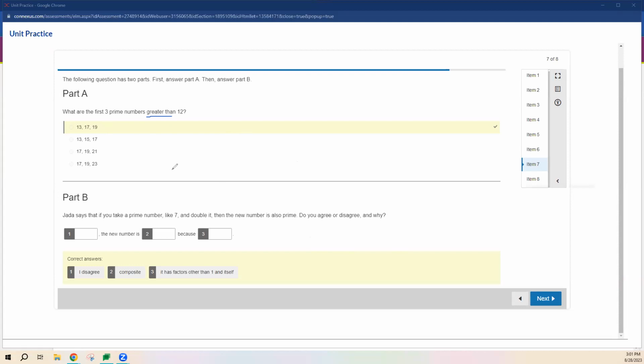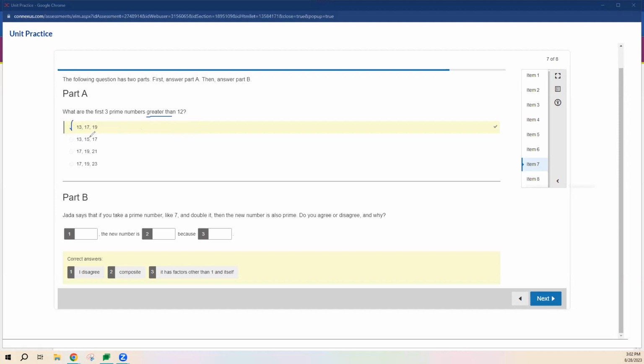So now I want to think, well, what are the first 3 prime numbers? It's really good to have memorized all of the prime numbers that are less than 20. I'm just going to kind of throw that out there. Okay, so 2 is prime, 3 is prime, 5 is prime, 7, 11, 13, 17, and 19 are the 8 prime numbers that are under 20. It's really good to know those numbers, okay? So I just said 13, 17, and 19. All of those are greater than 12, and all of those are prime. So I know that that's the answer.